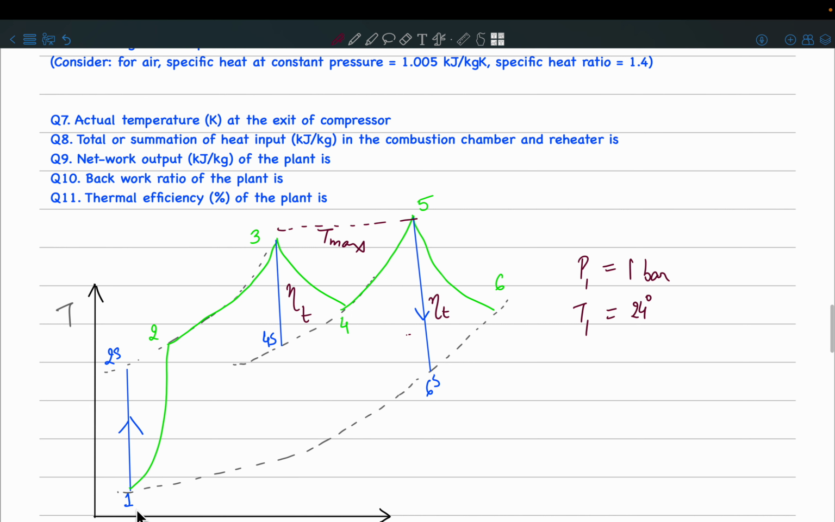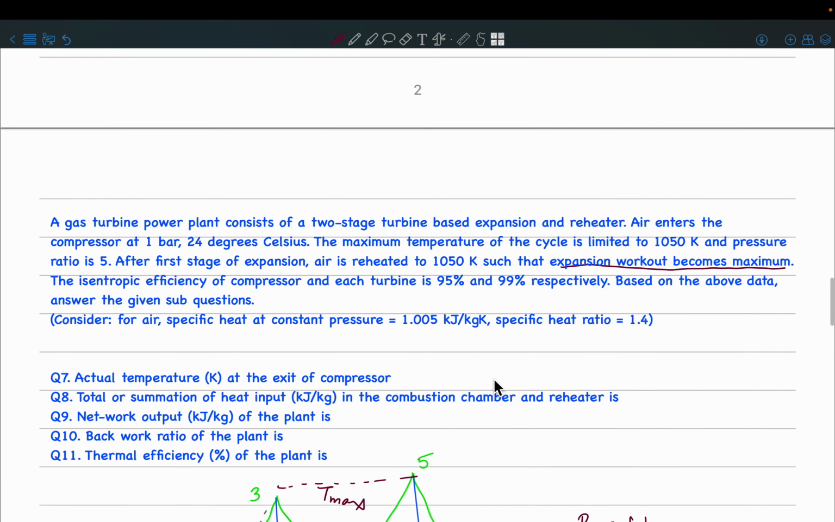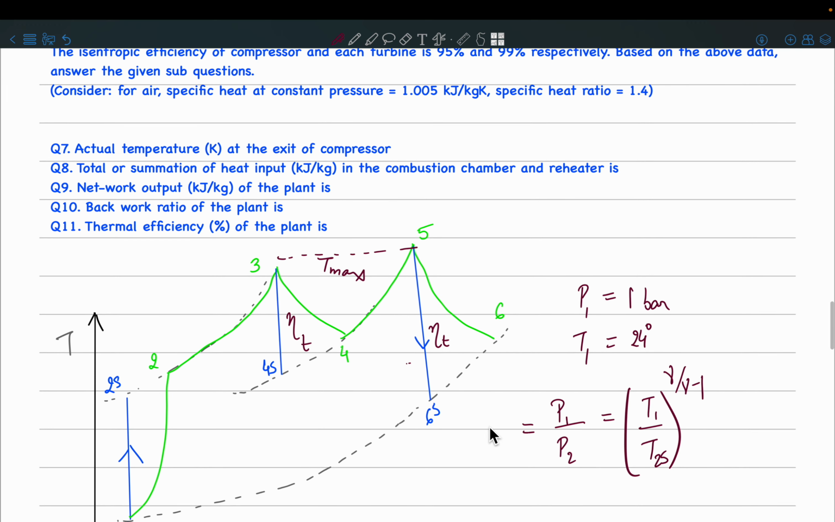So that we can apply the adiabatic relations between state 1 and state 2s, right? So you'll say P1 by P2 is equal to T1 by T2 to the power gamma by gamma minus 1. Sorry, this will be T2s. Okay, so calculate this, and the pressure ratio is given to you, right? So this is given to be 5, I think. So what is T2s?